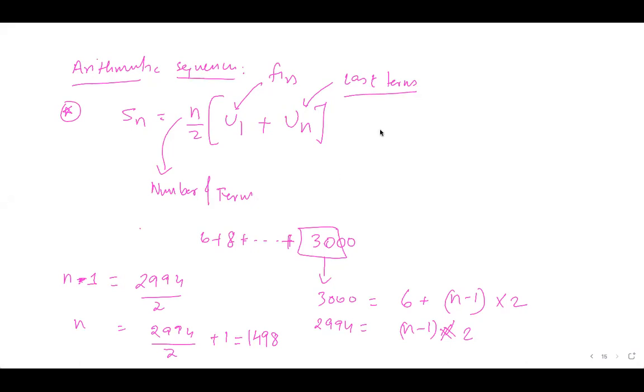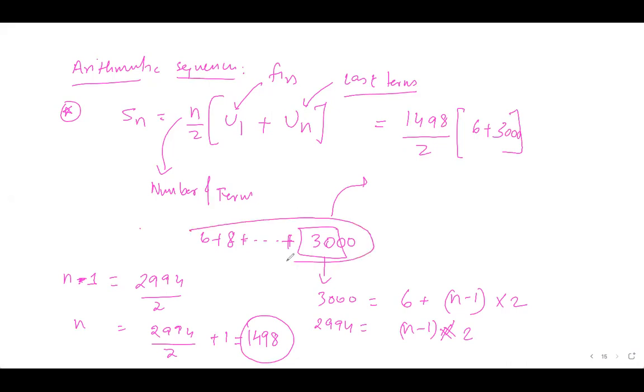Now I'm going to add up the sum of all these terms. There are 1498 terms. So I'll put n as 1498 over 2, and u1 is 6. The first term is 6 and the last term is 3000. This is going to be the sum of all these terms in the series. So you don't need to add up one by one. You can just plug in this formula and get the answer.